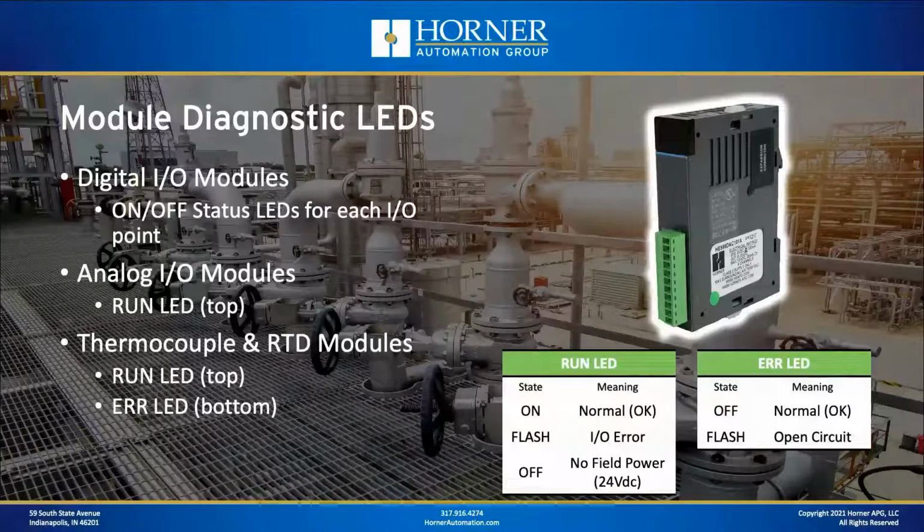For analog I/O modules, all of them have what's called a run LED, which is located near the top of the LED window. Now, what does that run LED mean? Well, if it's on solid, it means everything is okay. If it's flashing, it means there's an I/O error of some sort. And if it's off, it means somebody forgot to connect field power. Remember, you have to have 24-volt DC plugged into the front of every analog card. That's field power, because the field side of the module is 100% isolated from the backplane.